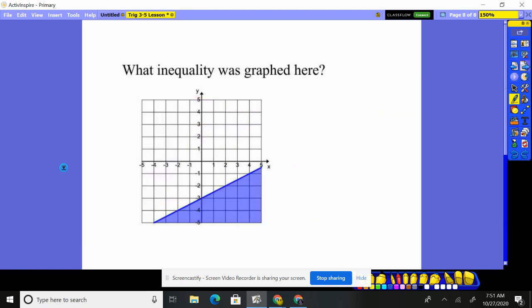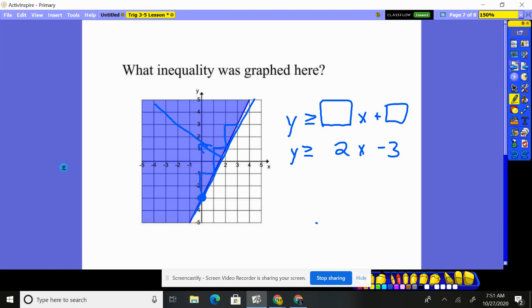The next one, we shaded below. So it's y is less than or equal to, because it is a solid line. Well, I see the y-intercept is -3, so it's going to be -3 here. It looks like you go up 1 over 2, up 1 over 2. So it's 1/2 x, and it is a positive slope, so I don't need to put a negative there. So that's what we have graphed there.